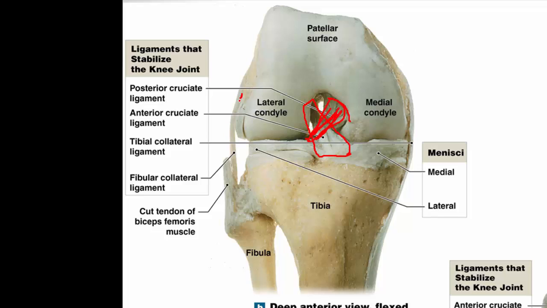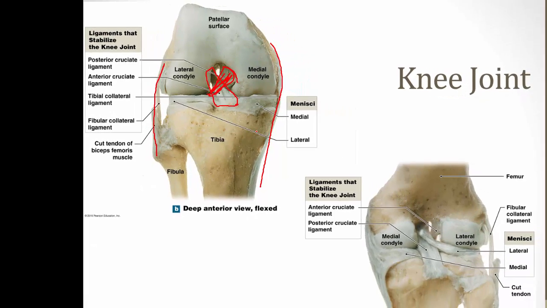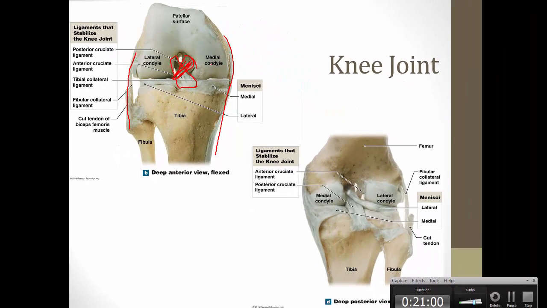On the lateral side, I have the lateral collateral ligament, and since this is attaching to the fibula, it's also called the fibular collateral ligament. And on the medial side, I have the medial collateral ligament, which is also called the tibial collateral ligament since it's attached to the tibia. And here is just a posterior view showing you the same ligaments.